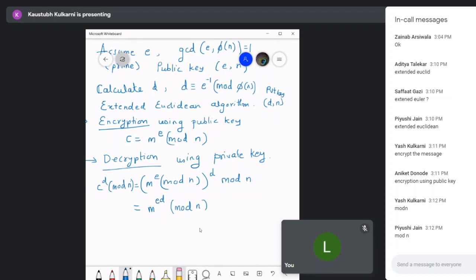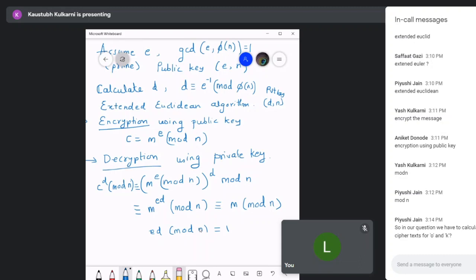You need not write mod n repeatedly, so you can write it in this way and use the congruence symbol. Okay, but we know that ed mod n is 1, therefore it gives us m mod n. This is the final step. These are the steps.